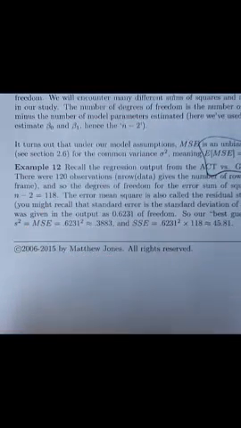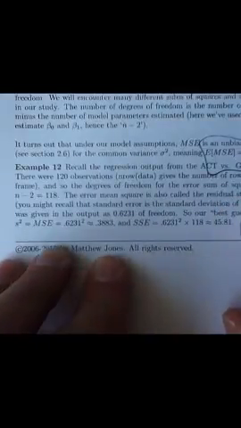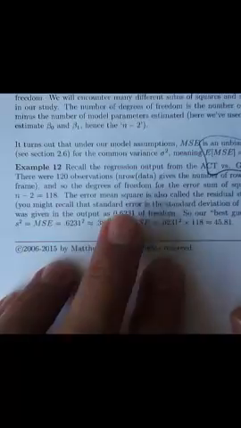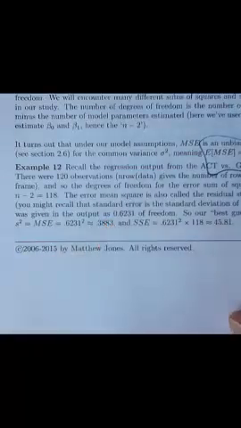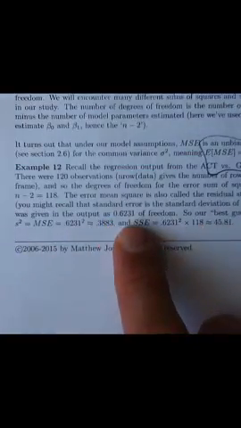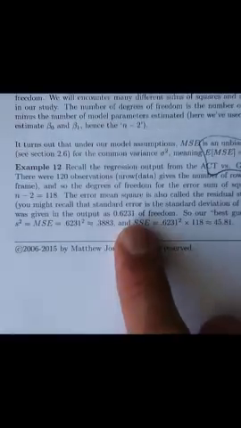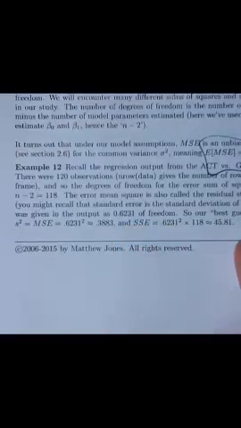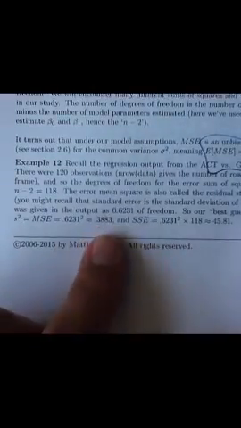The square root of the error mean square is also called the residual standard error, and it was given in the R output as 0.6231. So our best guess for sigma is this estimate here.